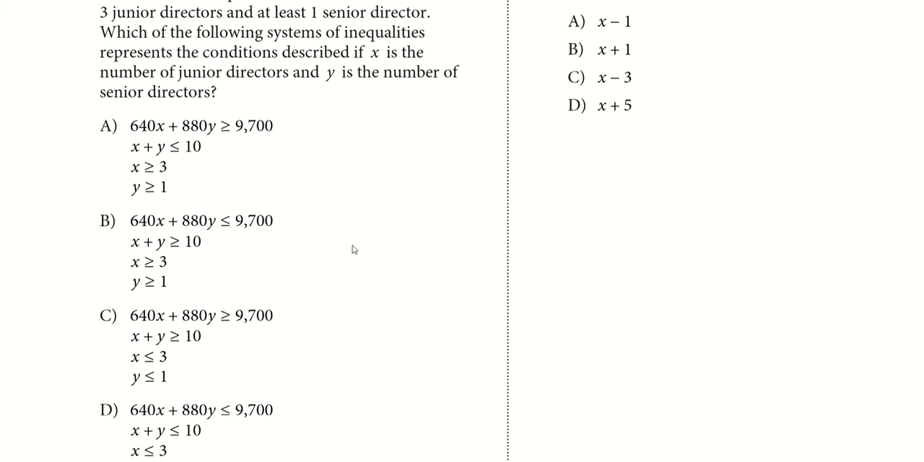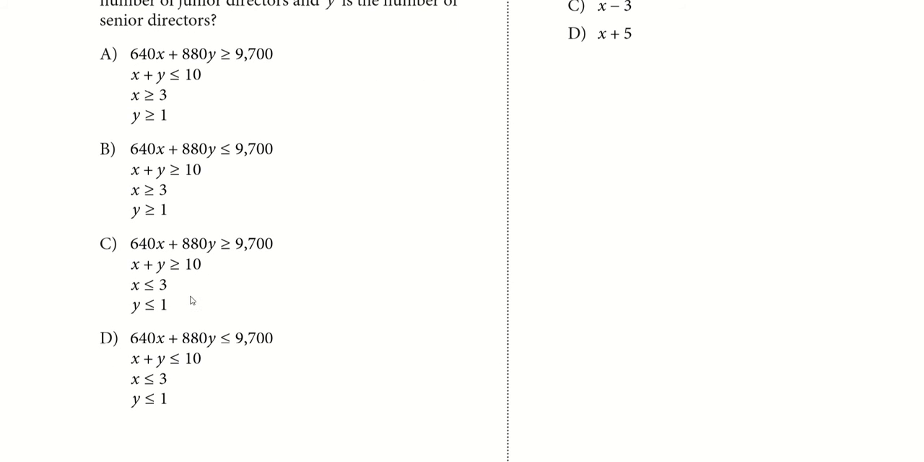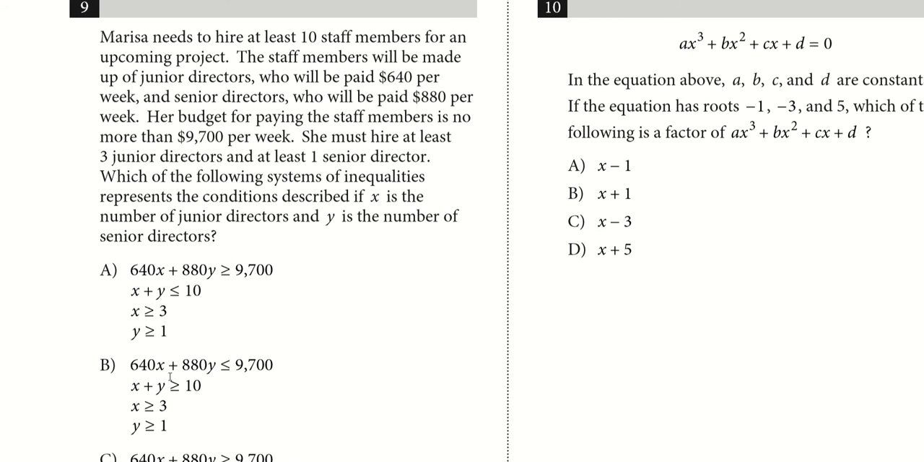So from that, let's just look at our answer choices. Just with that information, we can already cross out C and D, right? Because C and D have less than or equal to, which isn't what we're going for. We need A or B because we need at least 3 here and at least 1 senior.